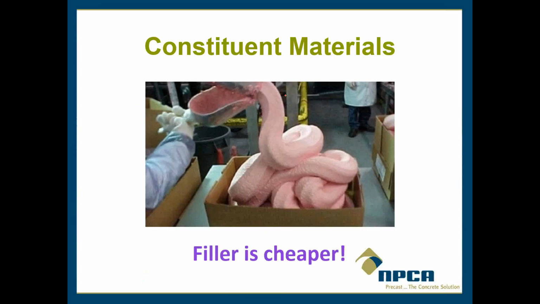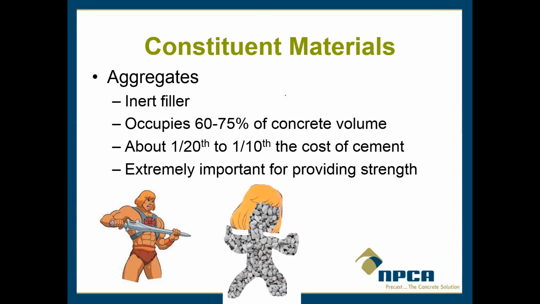So I'm sure you've all seen this before. Apparently this is what goes into chicken nuggets at McDonald's. Sorry if I ruined your appetite, but it's pretty gross. Anyway, this is just a reminder that filler is cheaper, which leads me into aggregates.